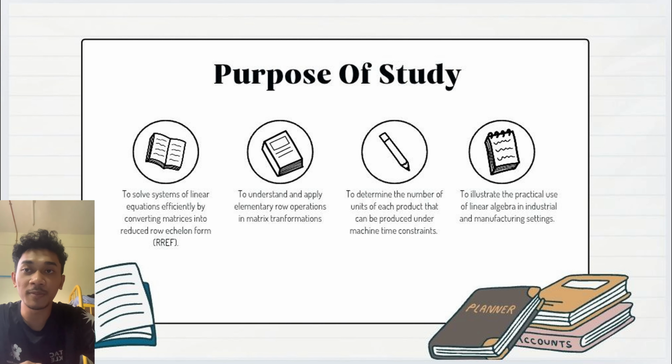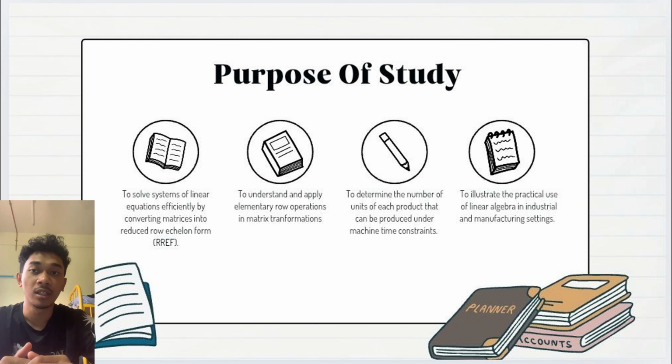Now we're moving on to the purpose of the study. The purpose of the study is to solve the system of linear equations efficiently by converting matrices into reduced row echelon form. We call it RREF. Other than that, the purpose of the study is to understand and apply elementary row operations in matrix transformation.